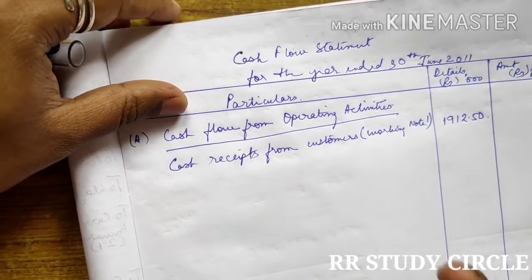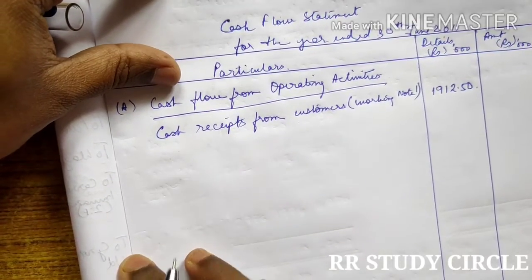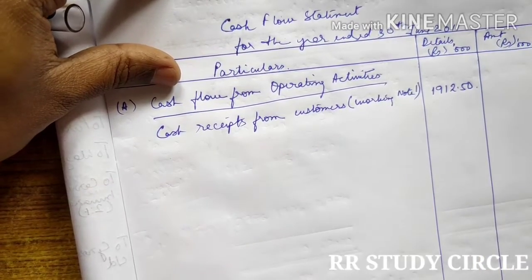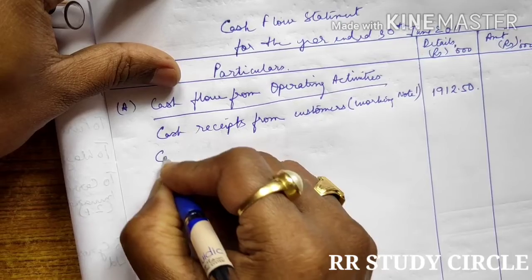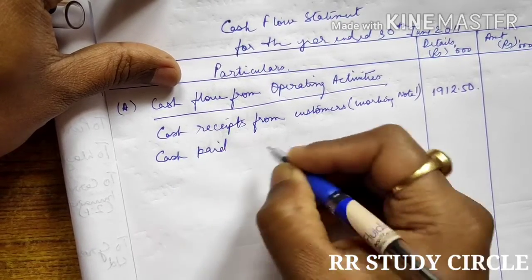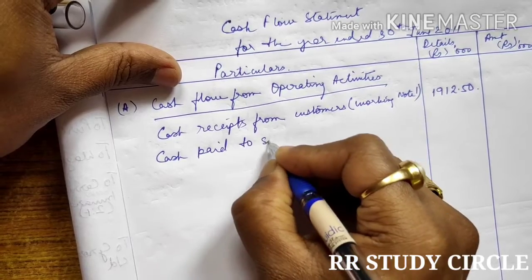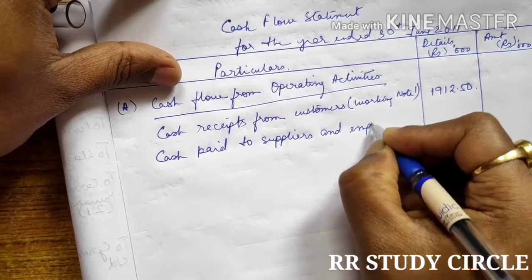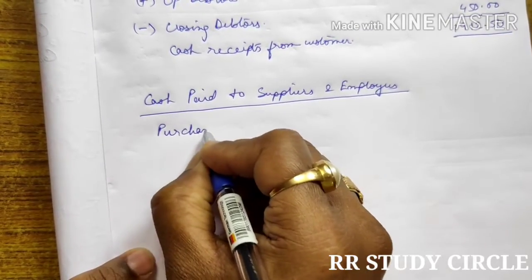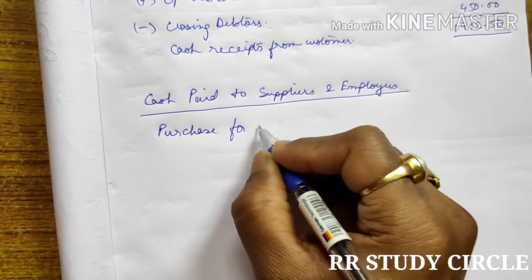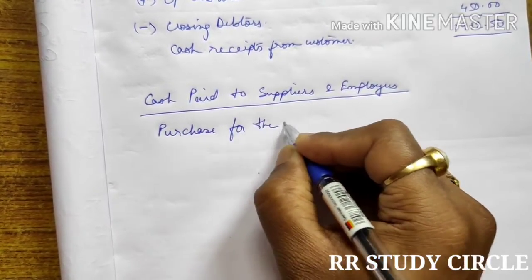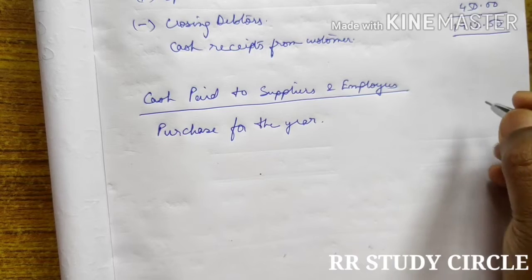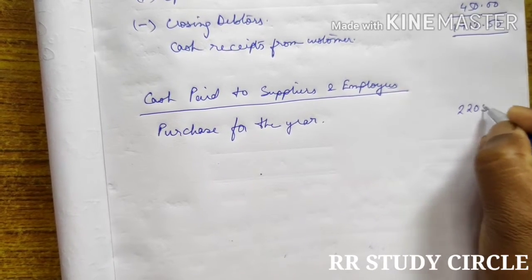Now what are the other sources of cash flow from operating activities? There might be certain amounts which have been paid to employees, or you can say to the suppliers. So you will write cash paid to suppliers and employees. First we'll take the purchases which have taken place for the year. You will get this amount from the statement of profit and loss. So purchases is rupees 2205.00.